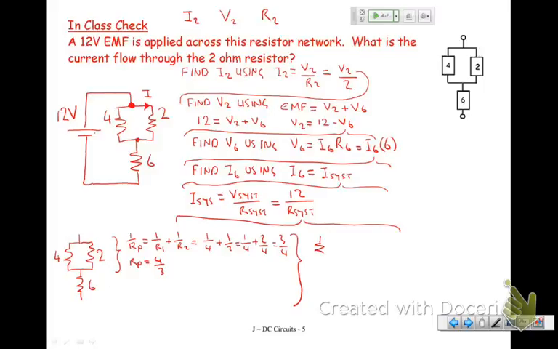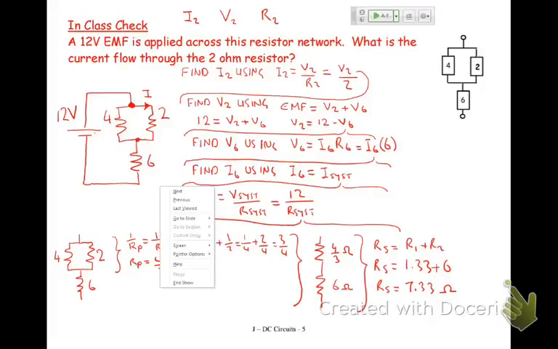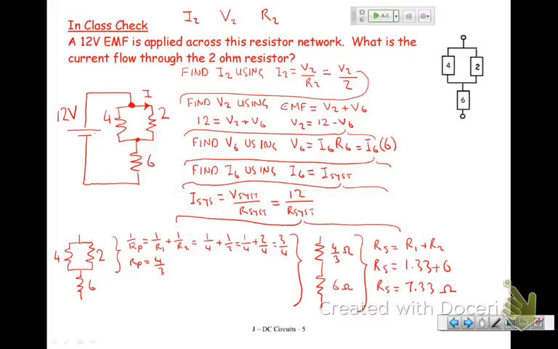So now I have 4 over 3 ohms, and this is 6 ohms. RS is equal to R1 plus R2, so RS is equal to 1.33 plus 6. RS is equal to 7.33 ohms. Cool? I'm as deep as I need to go. I can't go any more broader. I want to go down here.